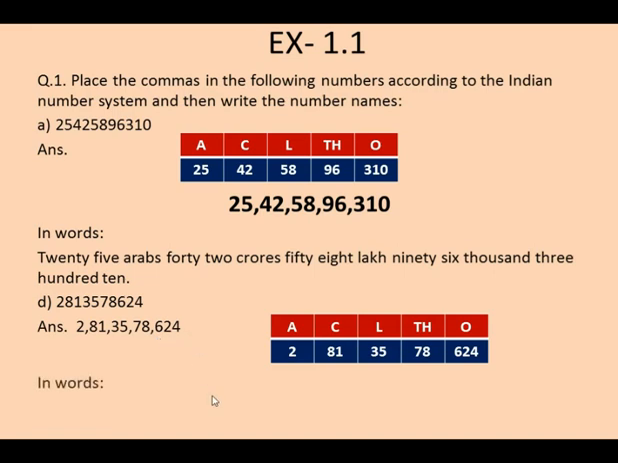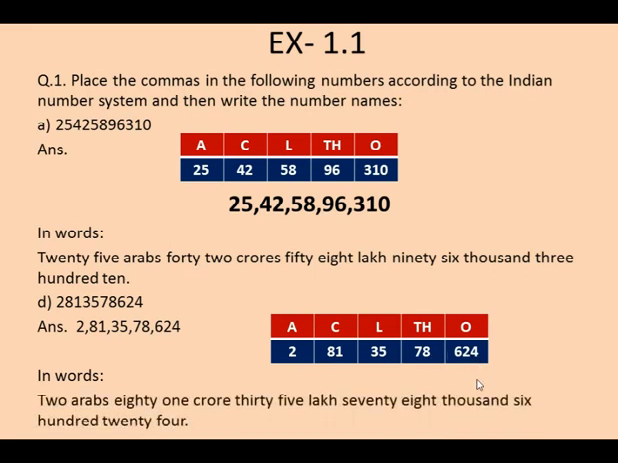Then to write in words. Now, by seeing the place value table I can easily read out the number: 2 arabs, 81 crore, 35 lakhs, 78,624. Okay, and so we can write that. So this is the easiest way to write the numbers in words, by using the minimized place value table.